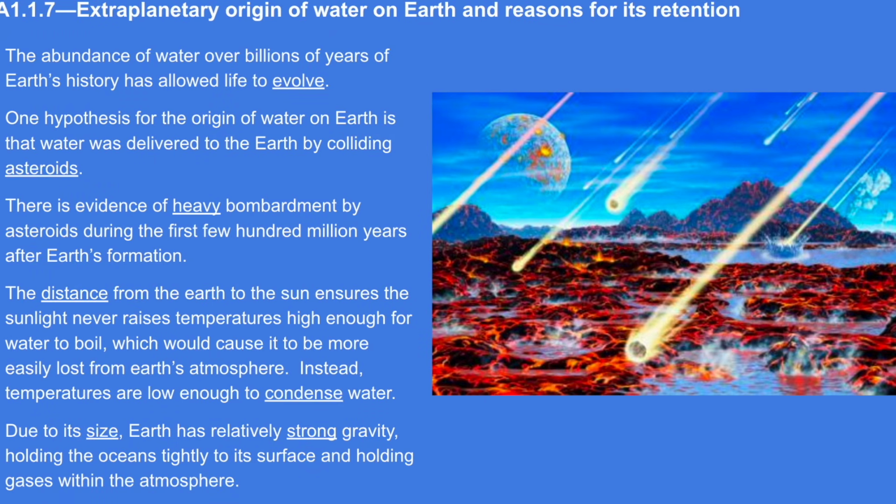extraplanetary origin of water. So our best understanding right now of where water came from is that it arrived on Earth from colliding asteroids, and eventually we ended up with our oceans.